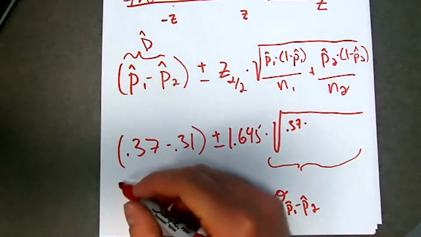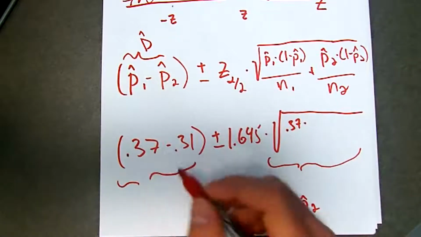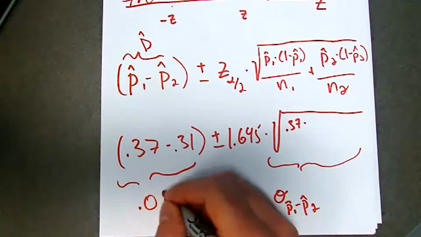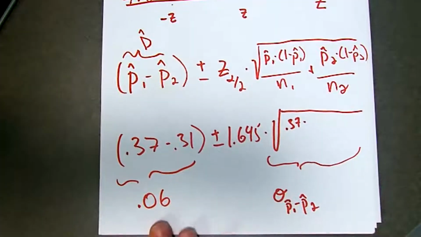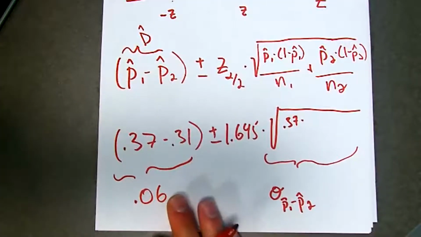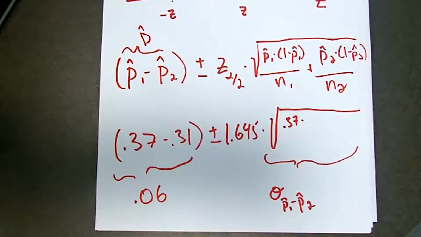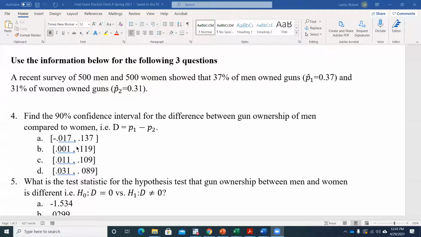Another thing I want to point out is, if we think about the sample difference we found, it was 0.06. So we're building our confidence interval around this value, so it should be exactly in the middle of our confidence interval. So if I go back and look at these, if there was an option that didn't include 0.06, which it looks like all of these do, and 0.06 is smack dab in the middle of all of them.